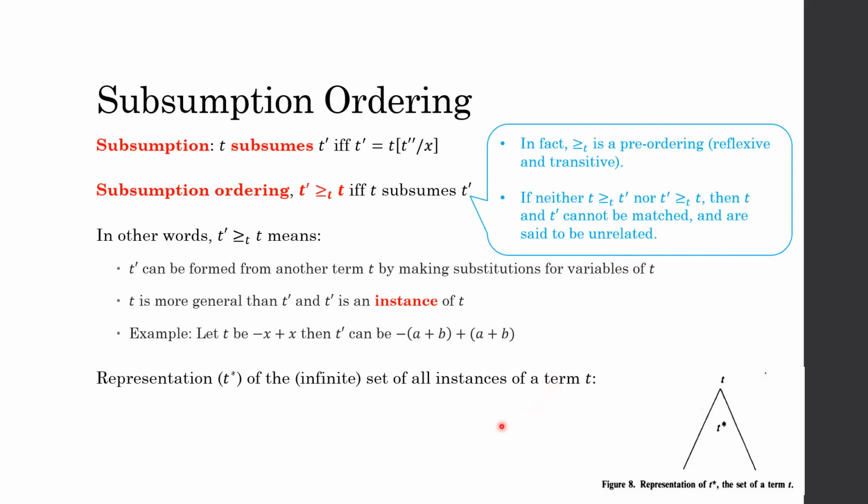Over here, we will use this representation to represent the set of all instances of t. By right, over here in negative x plus x, you can substitute x with a, with b, with a plus b, with a plus b plus c, or any other term, with all occurrences of x replaced. All these instances of t we label as t star, and this is the representation. By the way, this is an infinite set because there are infinitely many terms that you can generate to replace x itself.